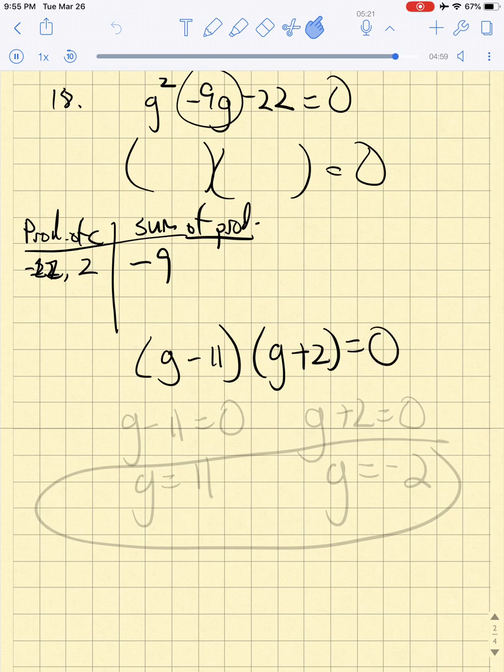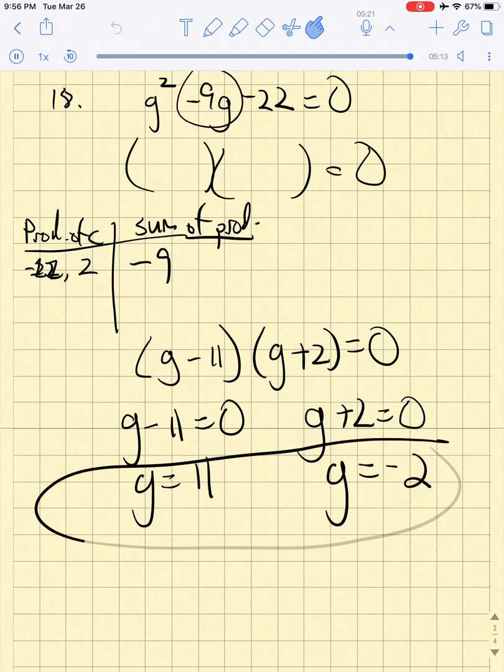So now we say G minus 11 is equal to 0. G equals 11. That's one of the roots. G plus 2 equals 0. G equals negative 2. So these are the two roots. They asked for the roots. Those are the roots to number 18.